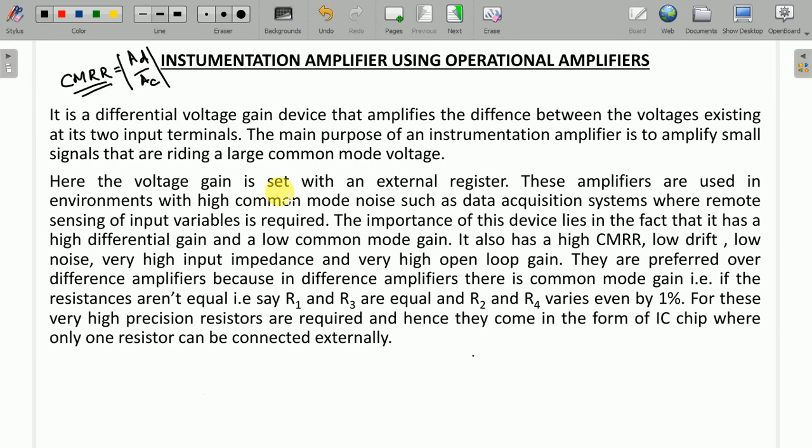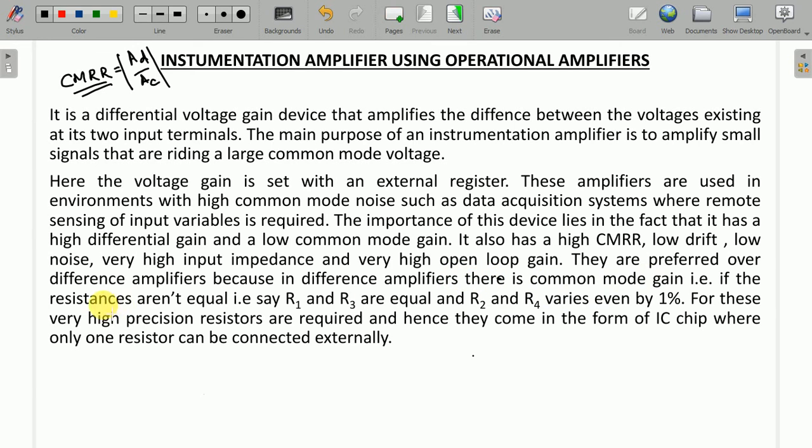So here the voltage gain is set with an external resistor. These amplifiers are used in environments with high common mode noise such as data acquisition systems where remote sensing of input variables is required. The importance of this device lies in the fact that it has a high differential voltage gain and a low common mode gain. It also has a high CMRR, low drift, low noise, very high input impedance. Operational amplifier है तो very high input impedance होगा ही, and very high open loop gain as well. तो open loop gain भी high होगा operational amplifier use कर रहा.